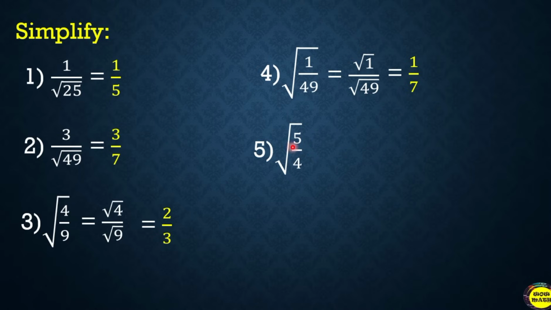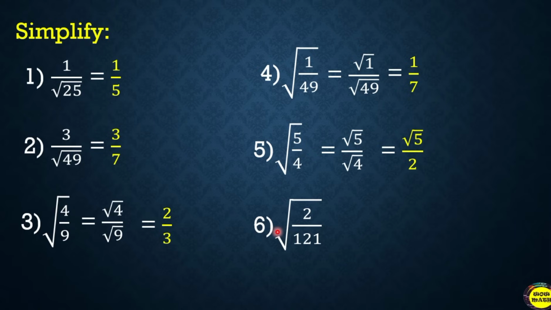Another we have square root of 5 over 4. So that is square root of 5 over square root of 4. Square root of 4 is 2, so therefore the answer is square root of 5 over 2. So hindi natin kailangan i-rationalize dito kasi yung radical sign naman natin nasa numerator. Okay? Number 6, square root of 2 over 121, so that is square root of 2 over square root of 121. And square root of 121, that is 11. So therefore the final answer is square root of 2 over 11.